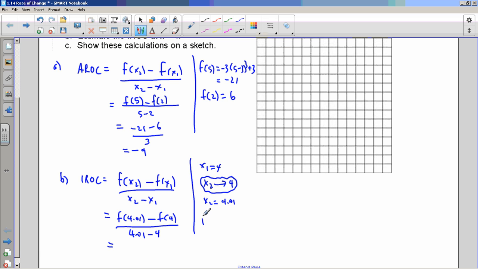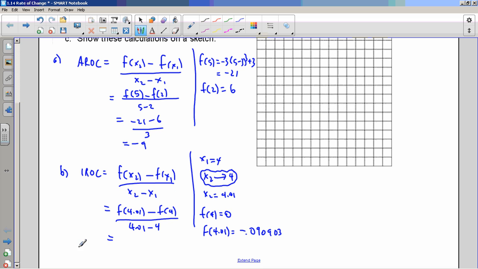And I get f at 4 is, plunk that into your calculator. That one happens to be 0. Wow. And f at 4.01 is negative, it's going to be close to 0, right? Negative 0.090903 when I jam that into my calculator.